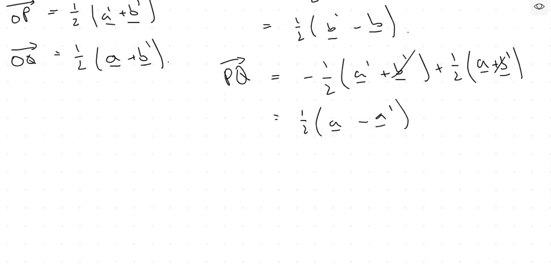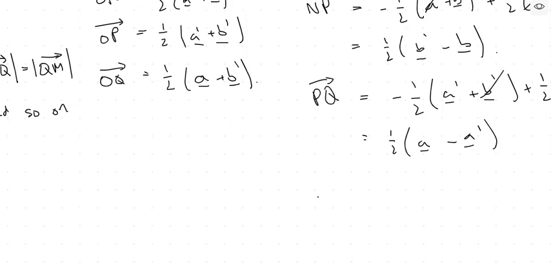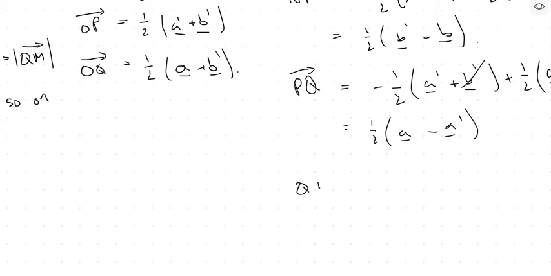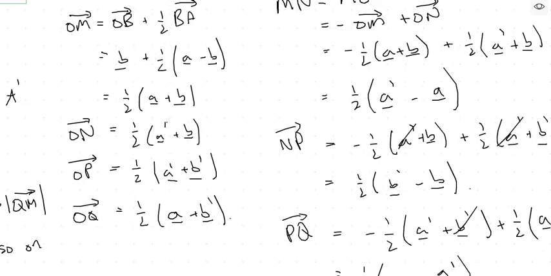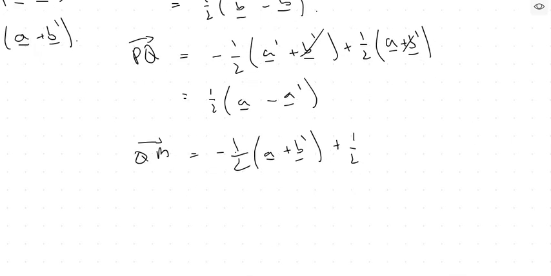And last but not least, PQ. We need QM. So that's minus a half OQ, which is right above me, plus B dash, plus a half OM, which is just A plus B. Equals, so they cancel, and we've got a half (B minus B dash). Okay.